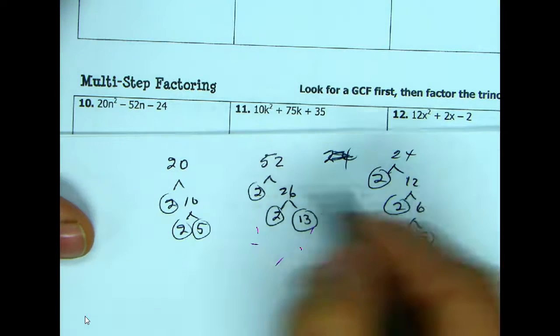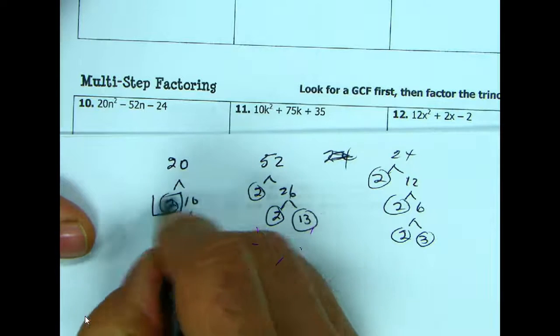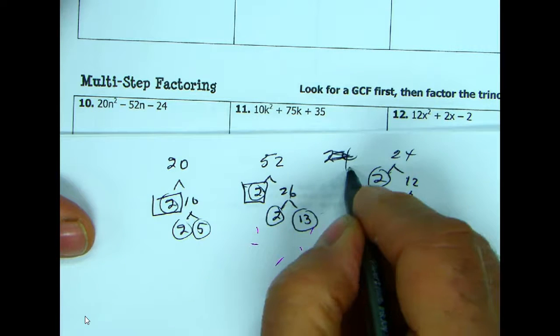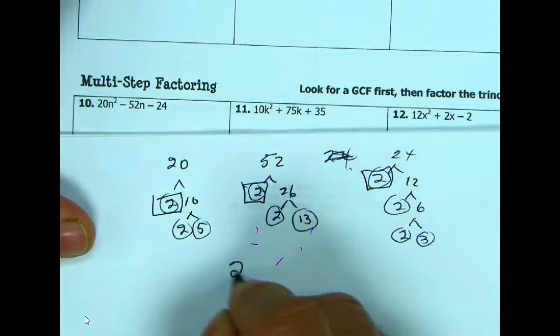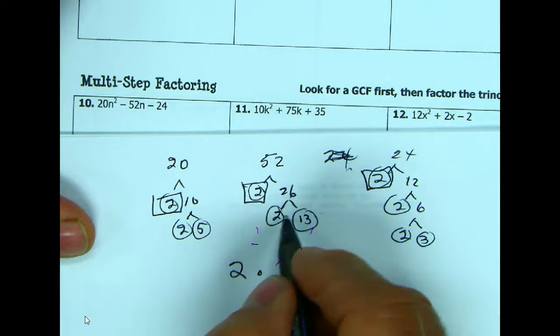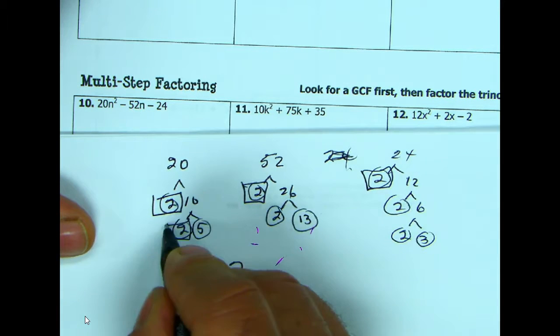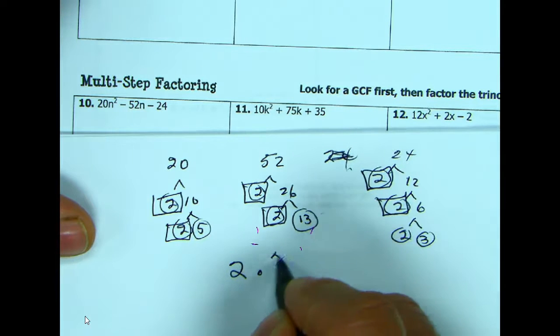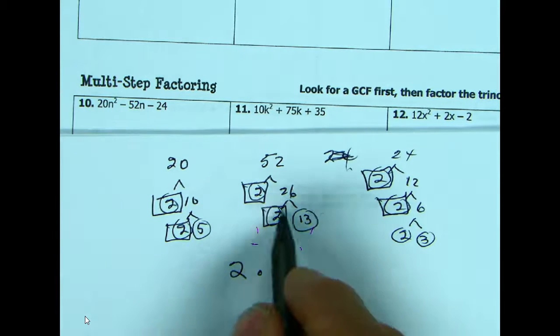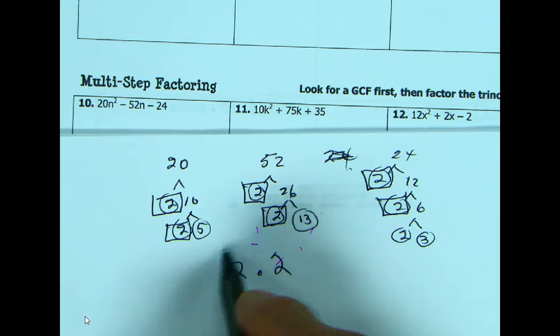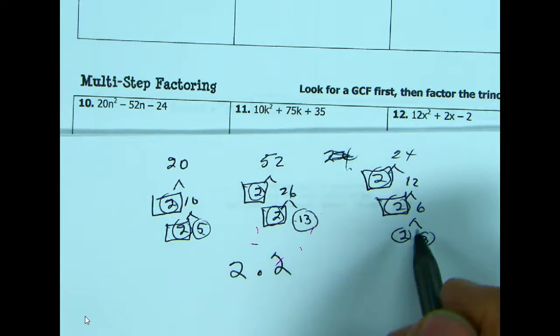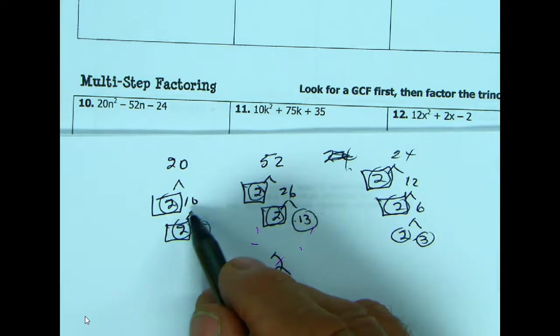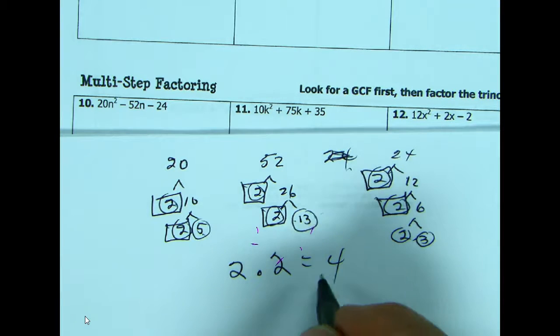Okay, let's look for common. Here's a 2. Here's a 2. Here's a 2. So we certainly have a 2 in common. Okay, let's look at this 2. 2. That's another 2. Now, here's a 5. No 5s. Here's a 13, no 13s. Here's a 3, no 3s. I have 2 times 2. So my greatest common factor for these 3 numbers is 4.